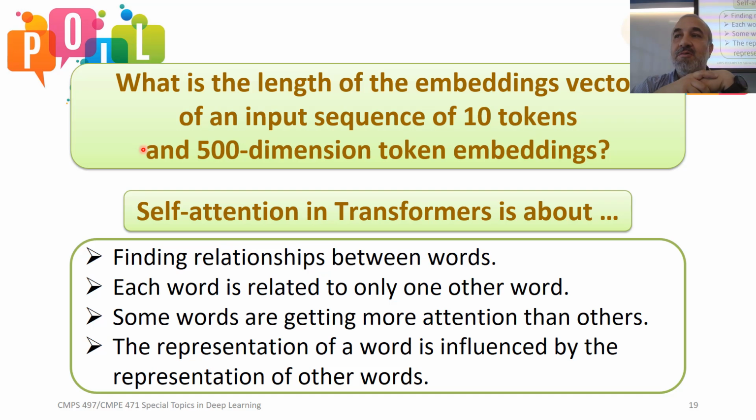Okay, self-attention in transformers is about finding relationships between words. Is that true or false? True, right? It's about finding relationships between words. Each word is related to only one other word? No, it doesn't have to be. Some words are getting more attention than others.